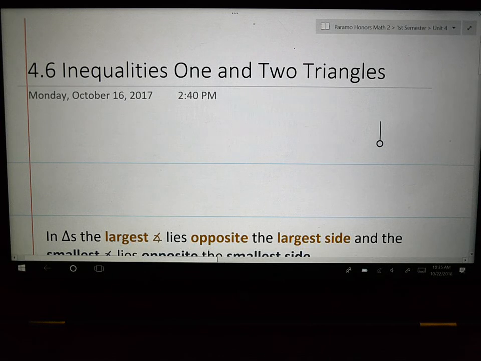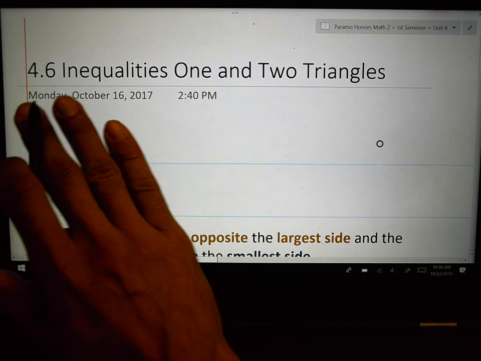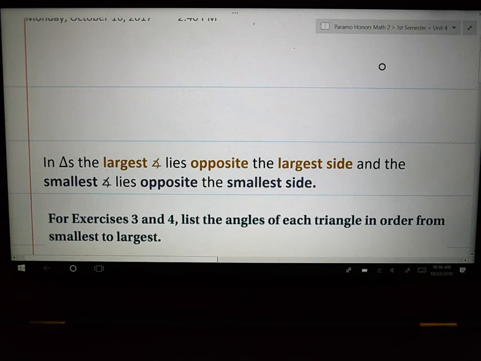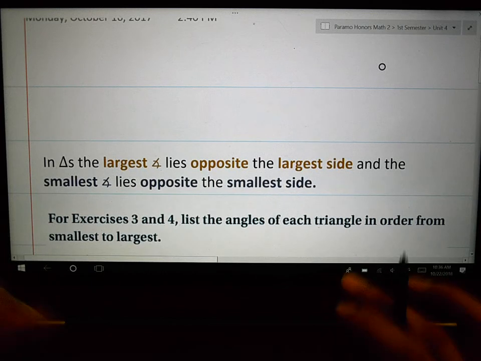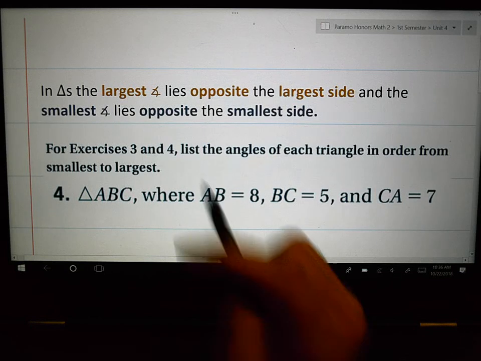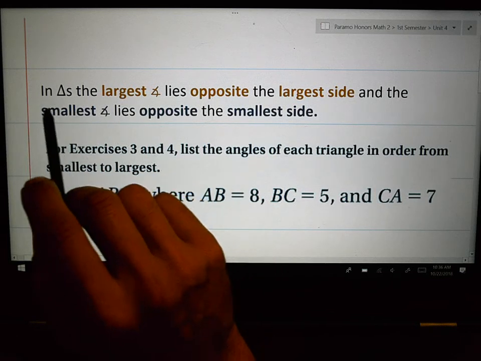Section 4.6 is the last section in Unit 4, which means your test will be shortly following, coming up next week. The last section has about 4 different ideas on it that you're going to have to know, some of which are common sense and some of which may or may not make sense to you. Hopefully I can explain it to you and we can go from there.